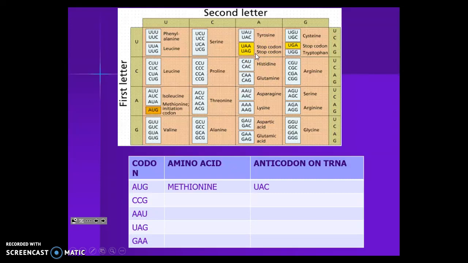Finally, a little practice, we see GAA. So G would be this row, A would be this letter. Now I can look into this box, and A is the third letter. That's glutamic acid is the amino acid. The complementary anticodon to that would be CUU. You can pause the video here and practice with a few other examples just so you get acclimated to this chart.